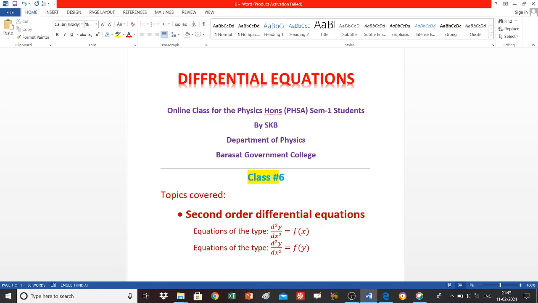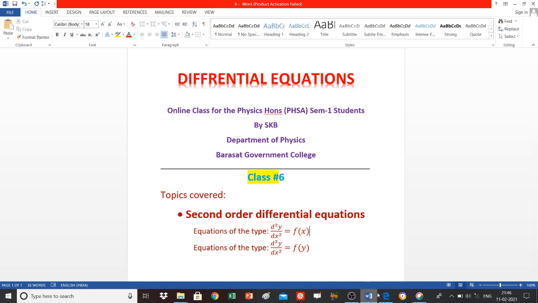And here in this class we will learn how to solve differential equations of the type d2y by dx square is equal to f(x), and another kind of second order differential equation, that is d2y by dx square is equal to f(y). This kind of equation will also be solved in this class. So the process or method to solve these two kinds of equations will be discussed in this class.